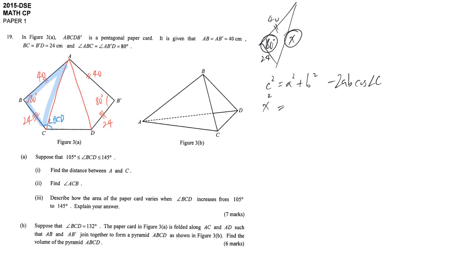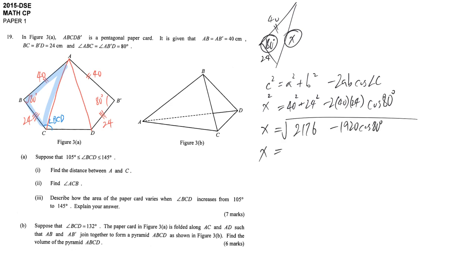So x squared is equal to, a and b are 40 and 24. The angle here is 80 degrees. So we can find out x easily. We just take the square root on both sides. So we get 42.9, which means AC is equal to 42.9 cm.